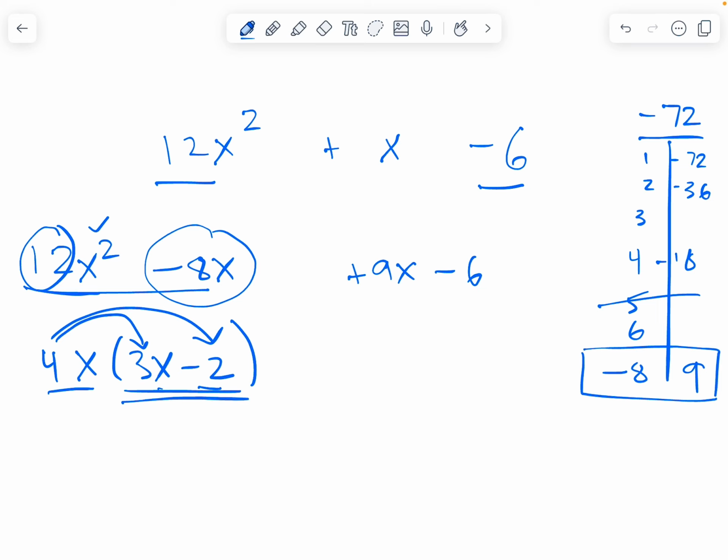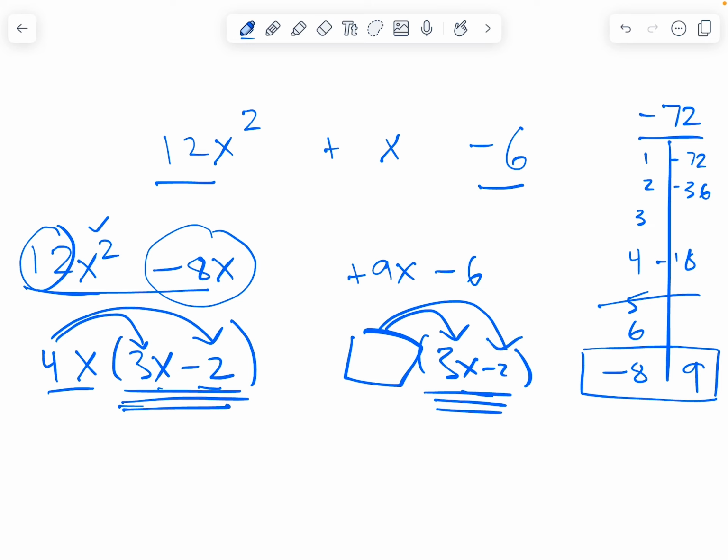I've got a 3x minus 2, so right here I'm going to write a 3x minus 2, because I know I want these guys to be the same. So now I've got to say, what number do I put here so when I distribute, I get a 9? That's going to be 3. So 3 times 3x is going to be 9x. 3 times negative 2 is negative 6.